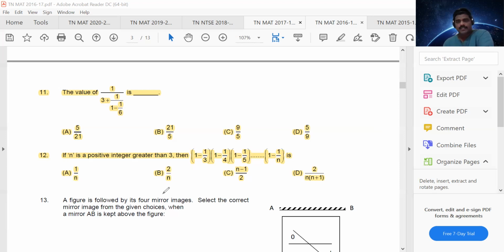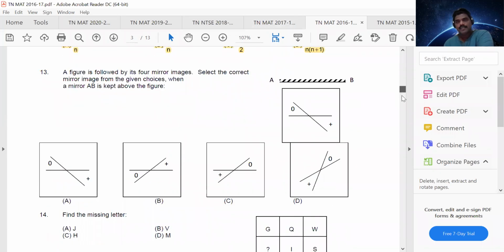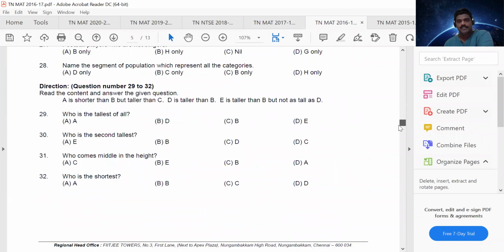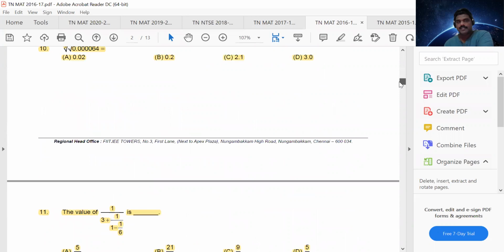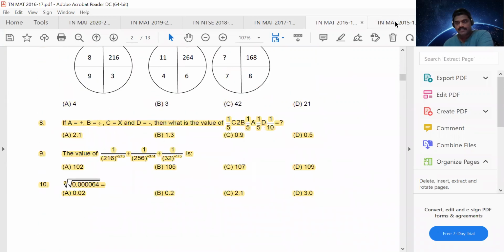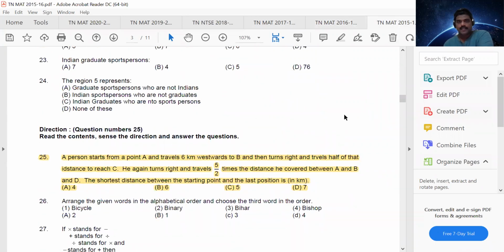See, we are not going too much into the theoretical details. All we need is solving the problems in a very quick and fast and effective way. That is what we are concentrating upon, using basic skills, basic knowledge. No need of conceptual information. Right. Moving on.